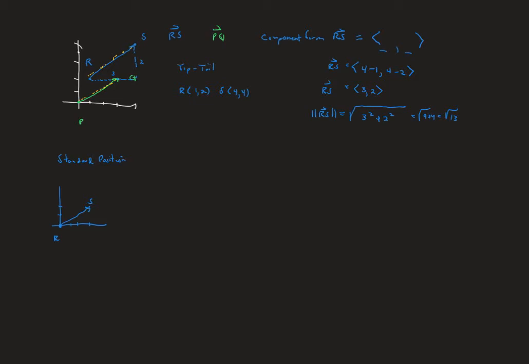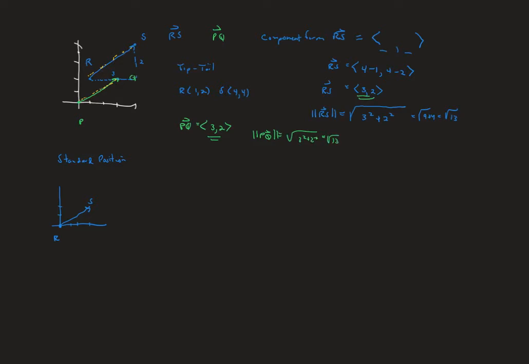Now, similarly, you can see that vector PQ, if I can get my pen back up, is already in standard position, and so you can see that its component form is going to be <3, 2>. So at this point we can see that these are equal to each other, but to demonstrate that, we'll say that the magnitude of PQ is going to again be the square root of 3 squared plus 2 squared, which is the square root of 13.